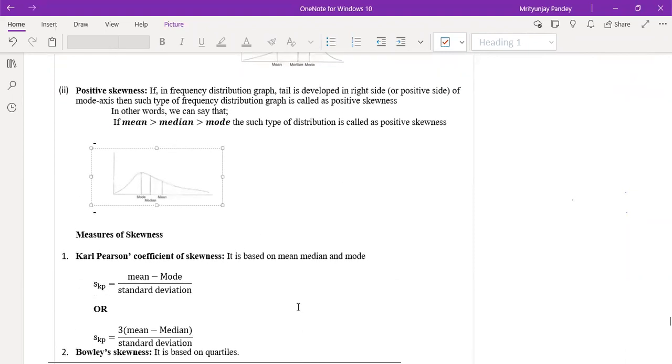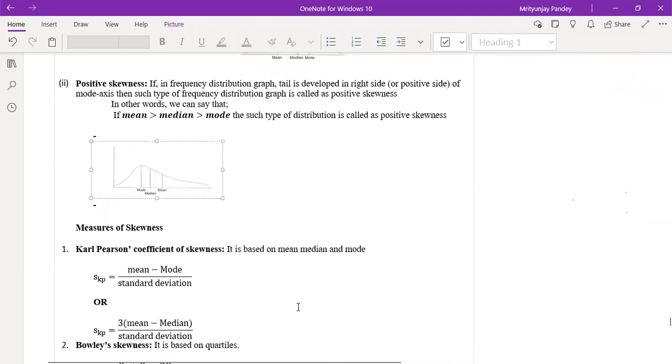The first formula for measurement of skewness is called the Karl-Pearson coefficient of skewness. This is your formula: mean minus mode divided by standard deviation. How to calculate mean, mode and standard deviation, all of that I have already taught. So just put in the values of mean, mode and standard deviation, and we will calculate the Karl-Pearson coefficient of skewness. S for skewness, K for Karl, P for Pearson. That's why the notation of this skewness is SKP. This is another way to calculate it: either mean minus mode divided by standard deviation, or the other formula, 3 times mean minus median divided by standard deviation.